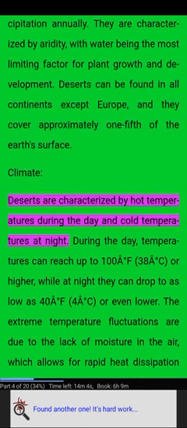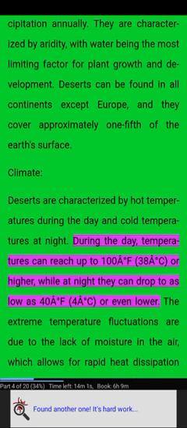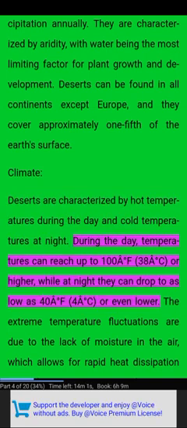Climate: deserts are characterized by hot temperatures during the day and cold temperatures at night. During the day, temperatures can reach up to 108 degrees F, 38 degrees C, or higher, while at night they can drop to as low as 48 degrees F, 48 degrees C, or even lower.